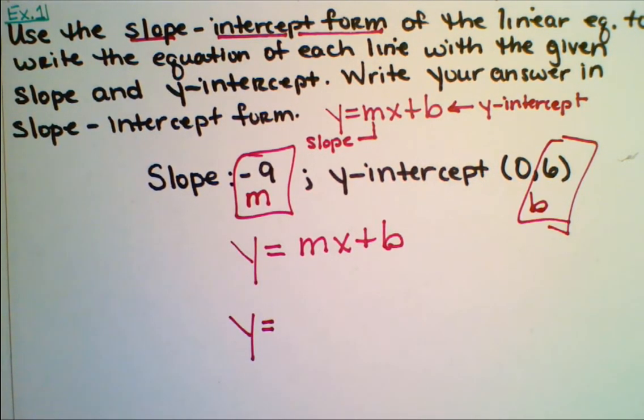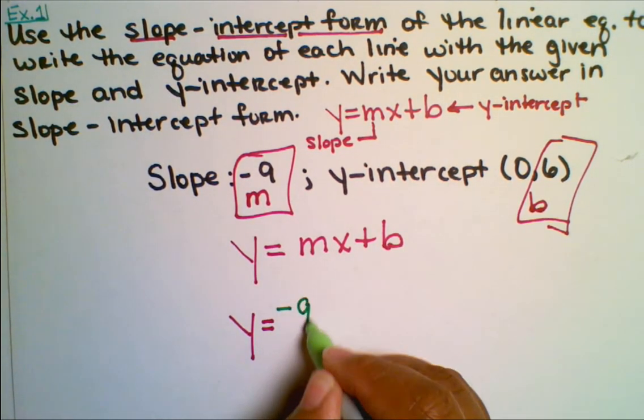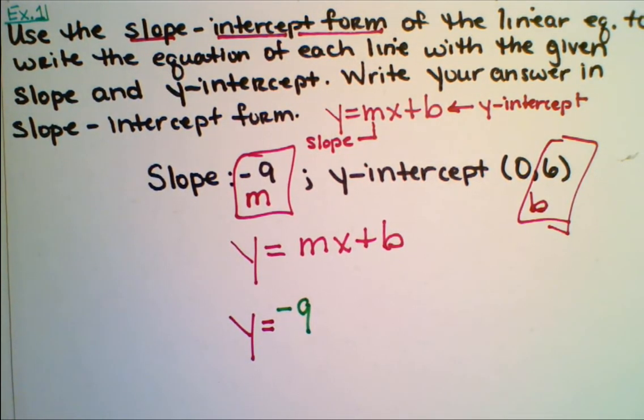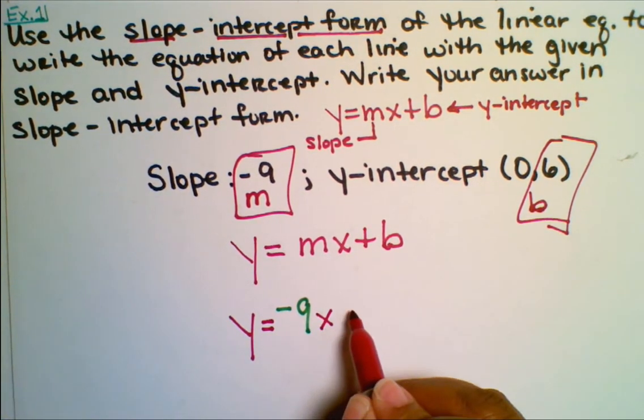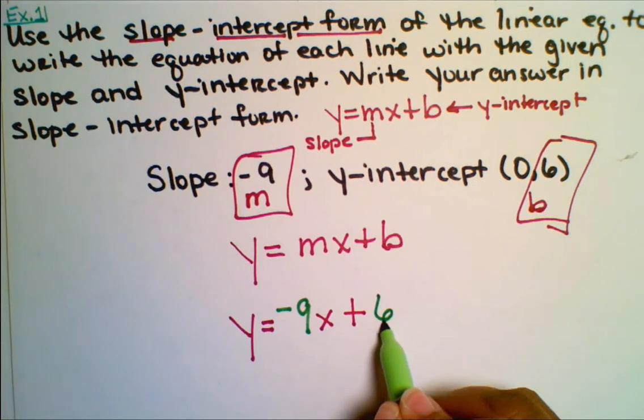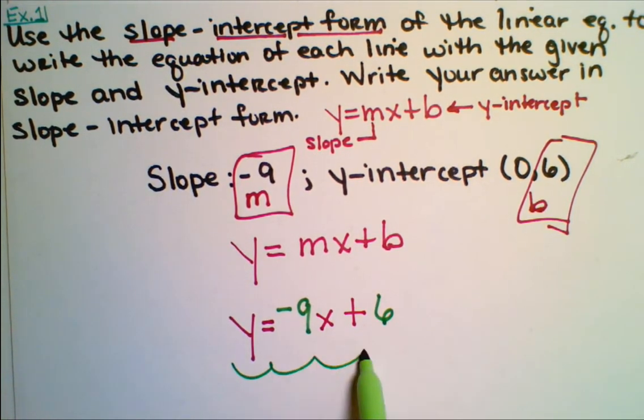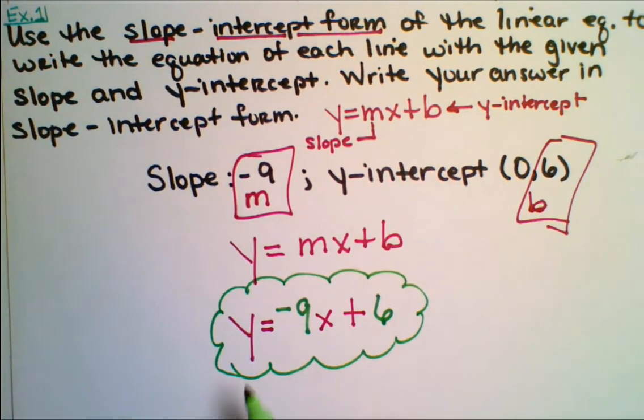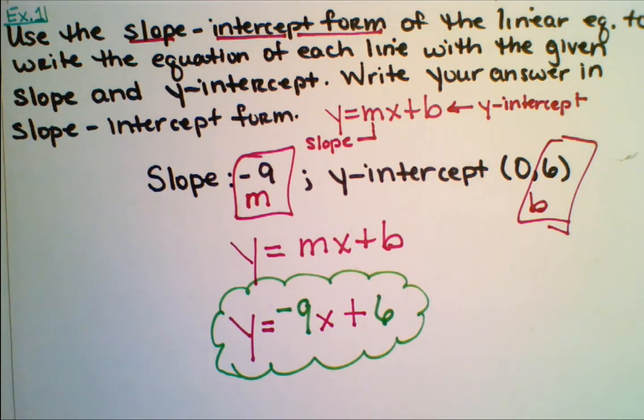So our solution is y is equal to negative 9x plus 6. That is our equation, and it's in slope-intercept form. Y is equal to 9x plus 6.